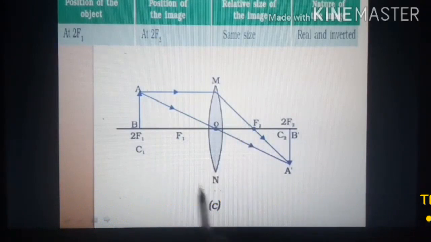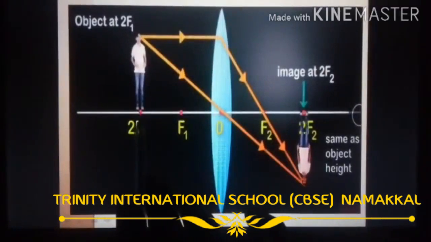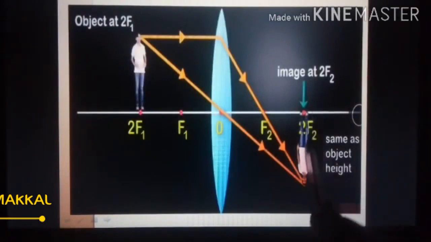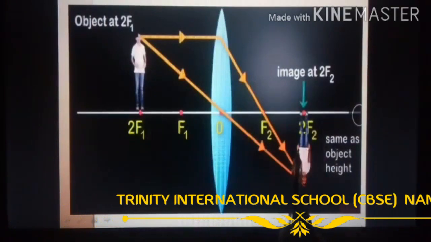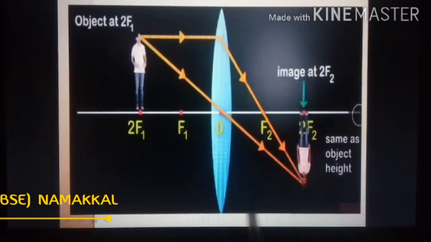In the third case, a man is standing at 2f1 on the left side, so we can obtain the image at 2f2 on the right side, the same size, and the image is inverted. So this is the third case.